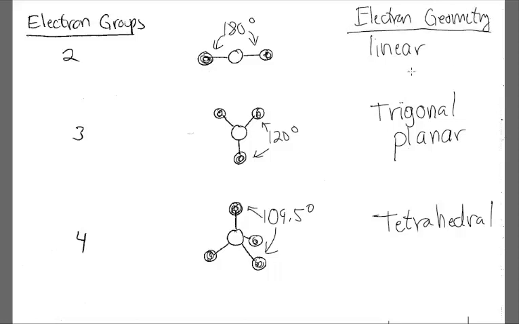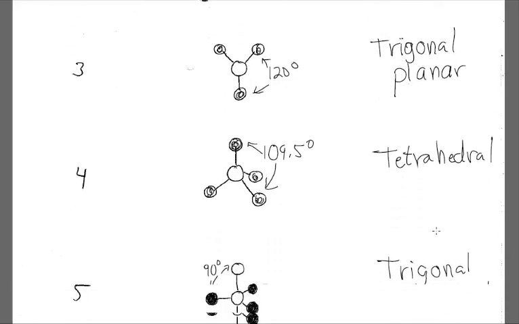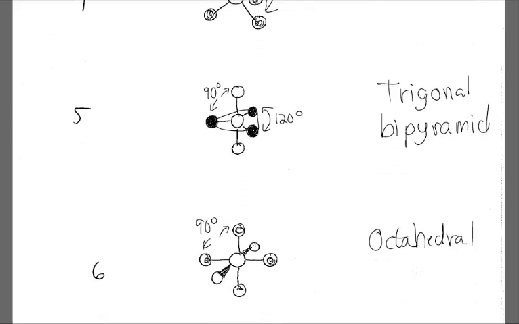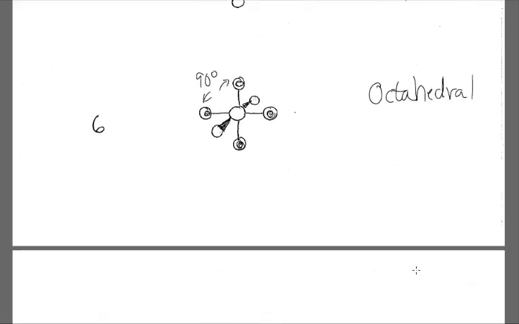Which is not yet shape. We have linear, trigonal planar, tetrahedral, trigonal bipyramid, and octahedral. We'll go through those one at a time. So we'll start with linear.